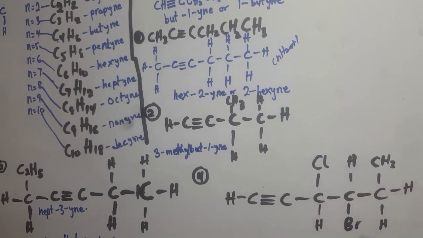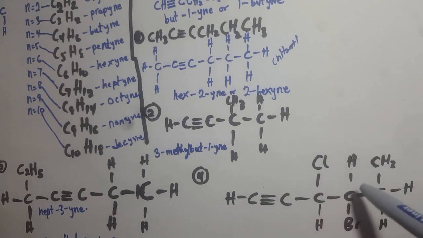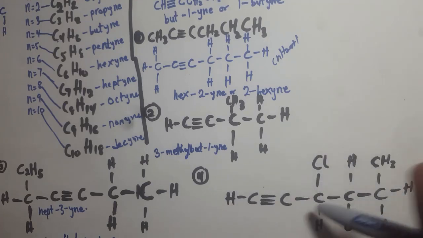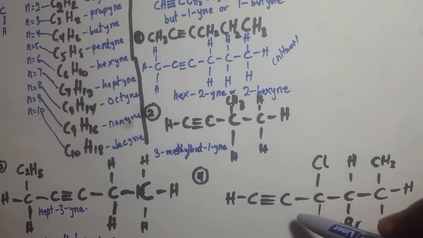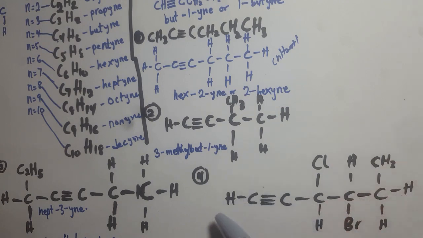Now these Cl and Br, they are inorganic substituents, chlorine and bromine. If you watch my video on alkanes, I mentioned that chlorine in an organic compound will be called chloro, and bromine will be called bromo. So you have 1, 2, 3, 4, 5, 6. Since the triple bond is found in the first carbon, it's going to be hex-1-yne.